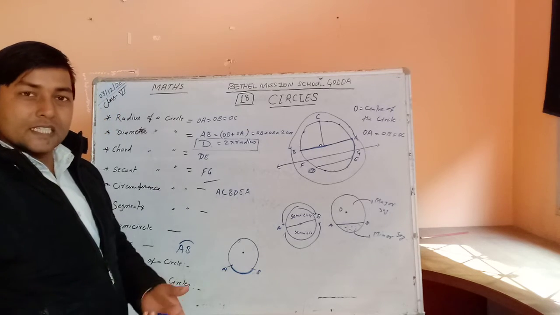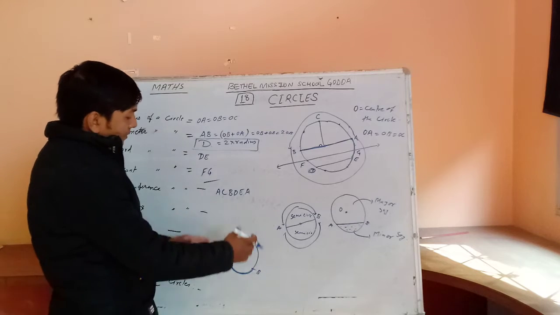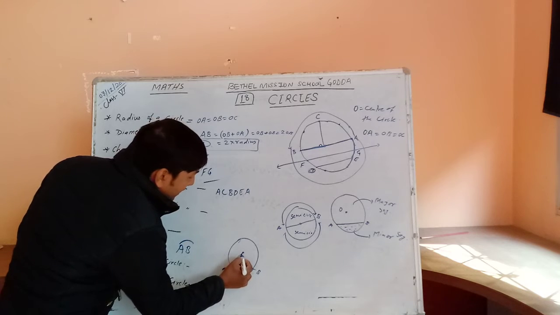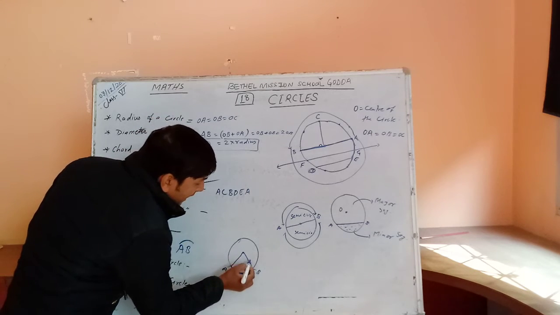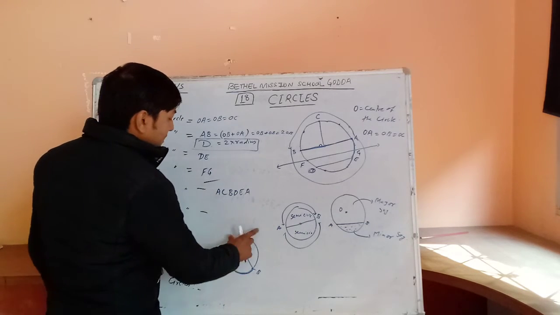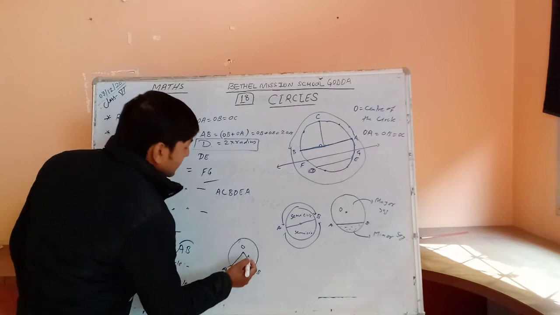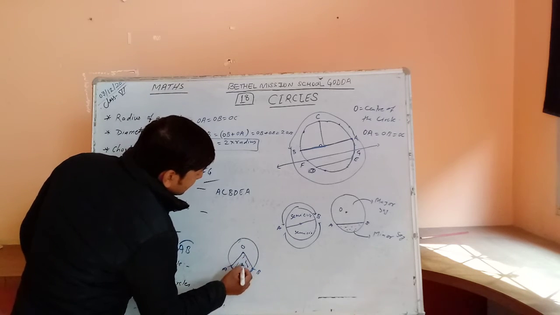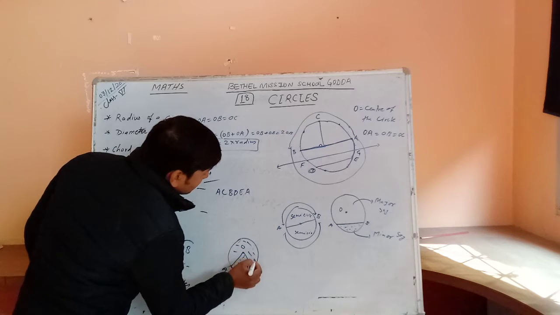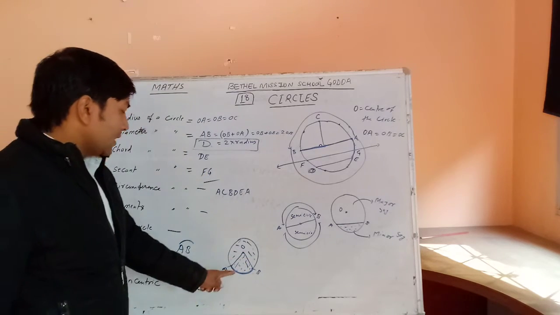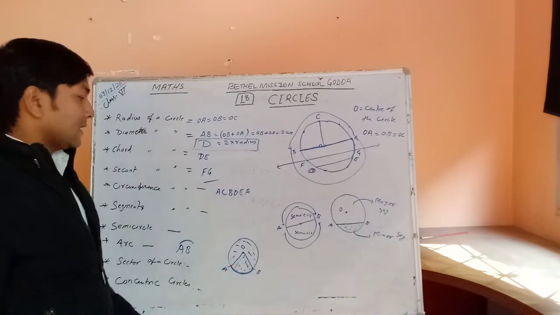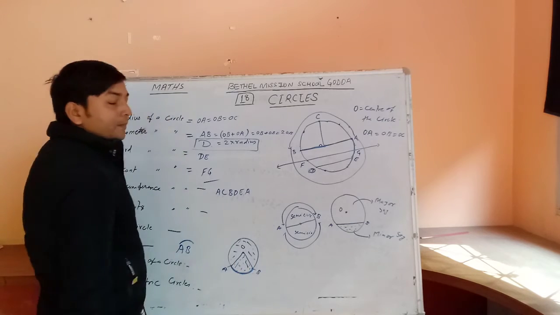Now, the sector of a circle. What is a sector of a circle? If we take an arc and draw lines from the center to the arc, it divides the circle into two parts. This is one part and this is another part. These are the sectors of a circle.